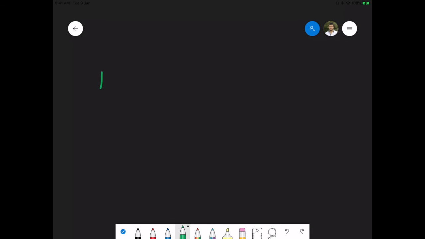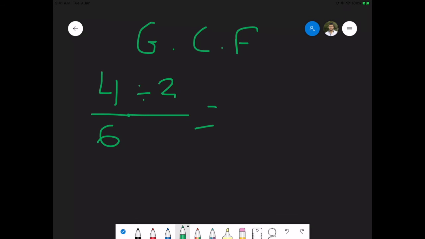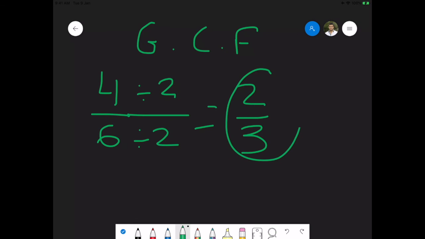Now I can take it a step further. I have 4 out of 6, and I need to simplify it. I need to think of the greatest common factor between 4 and 6, which means what is the biggest number that can divide 4 and 6, so I can simplify my fraction. That will be 2. So I will do 4 divided by 2, which is 2, and 6 divided by 2, which is 3. And there you have it. The simplified answer of our equation is 2/3.